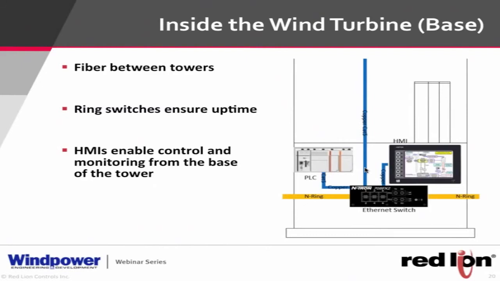And so your PLCs would communicate. If you had peer-to-peer communication between your PLCs, between your towers, they would never know that there was an outage anywhere in the network. And HMIs allow you to monitor the network in the nacelle from the base, so you don't have to go all the way up there to see exactly what the devices up top are doing.